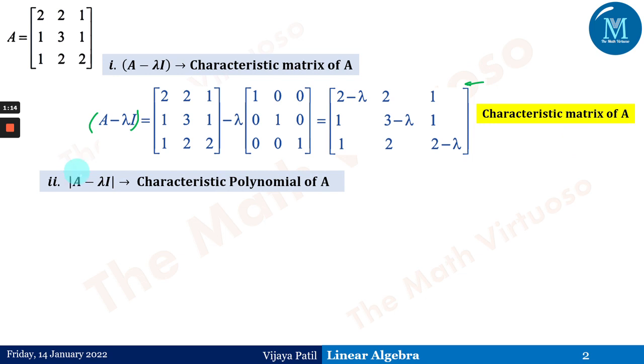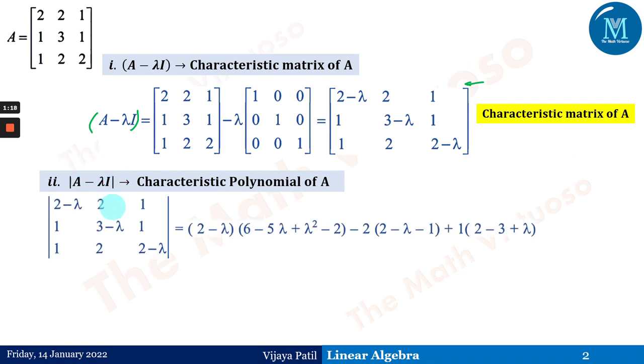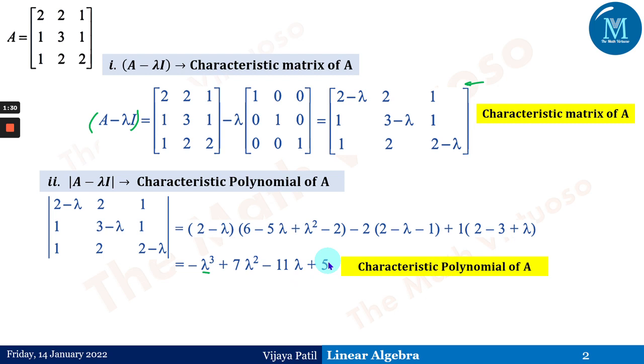If we take the determinant of this matrix, we are going to get a polynomial like this. If we simplify further, we will get the polynomial in terms of lambda. If you observe here, lambda cube, lambda square, lambda and the constant term. Now this is known as the characteristic polynomial of capital A.